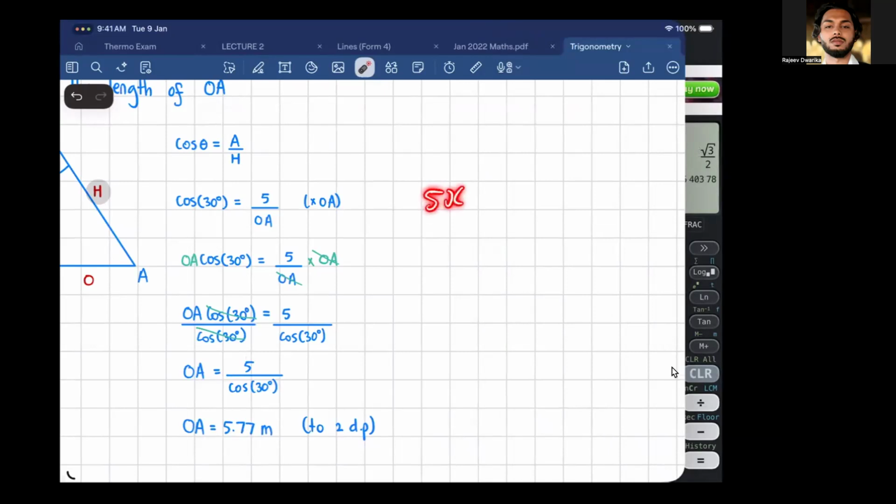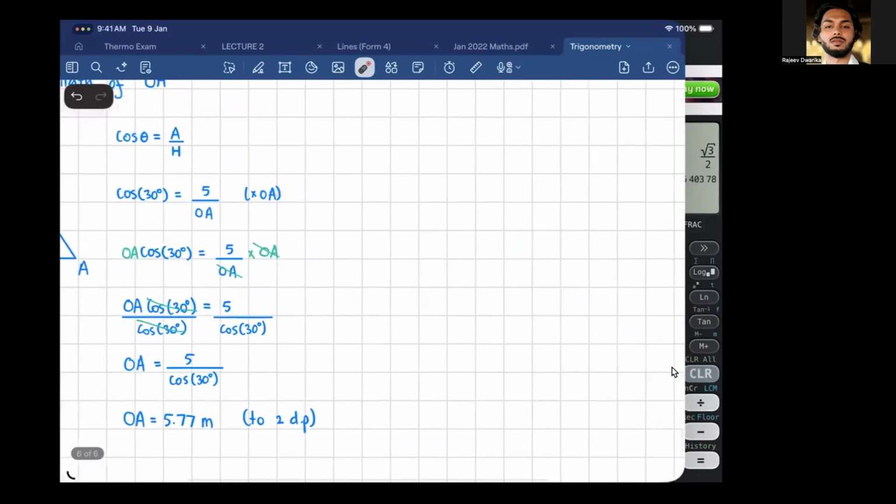So picture this. Imagine if you had 5x is equal to 20. How would you find for 1x, Simran? 20 divided by 5. So you would divide both sides by 5, so you will cancel off. Yeah. So the same thing over here. Cos 30 is a number. It doesn't look like a number, but it is. So you would just divide by cos 30 on both sides. So you cancel off to leave you with OA. So that's it.